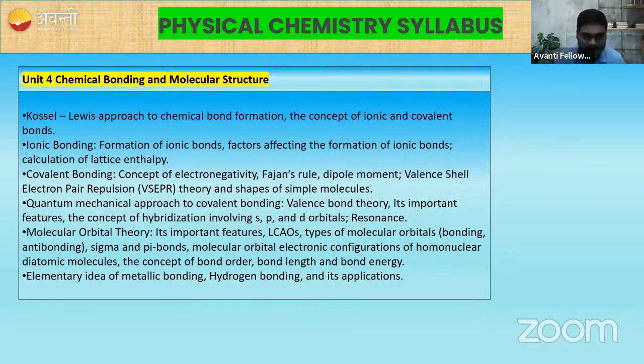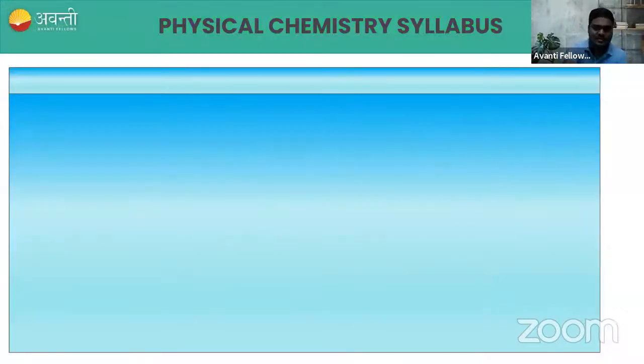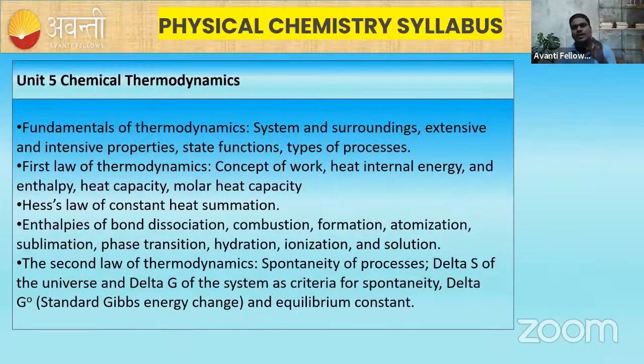Fajan's rule, dipole moment, quantum mechanical approach to covalent bond like VBT theory, right? MOT theory again plays a very, very important role, that is what is linear combination of atomic orbitals, right? Sigma bonding, pi bonding. So these, we have hydrogen bonding, bond length, bond parameters, bond energy, and all this. So all this we are going to study in this chapter, that is the chemical bonding and the molecular structure. So this is the fourth chapter of physical chemistry, right? This you already covered in your 11th class. Now, so far I'm talking about the fourth chapter.